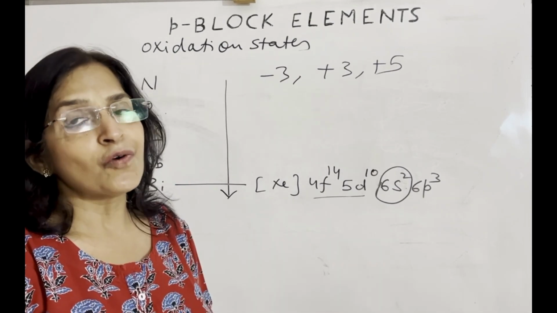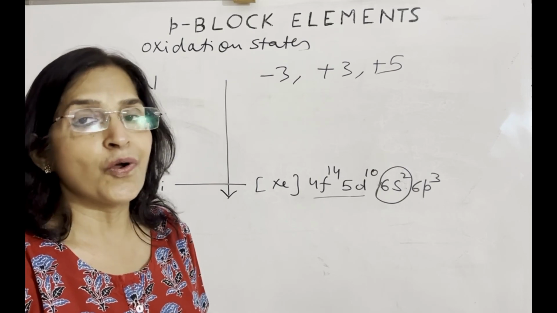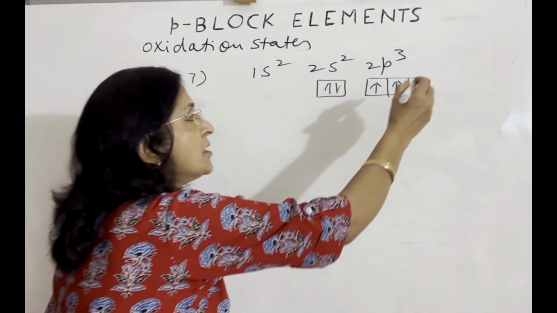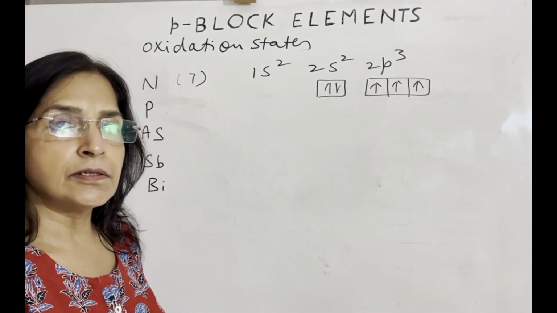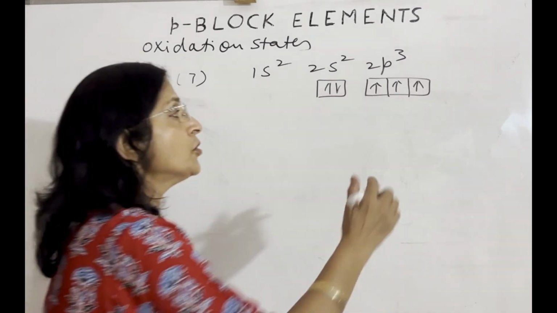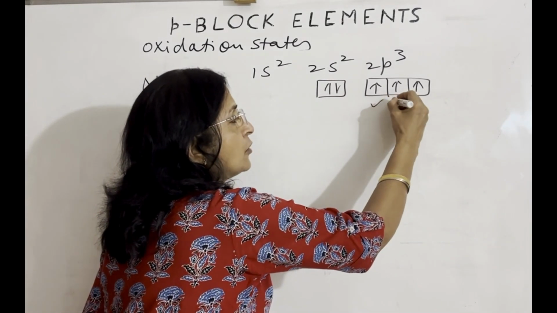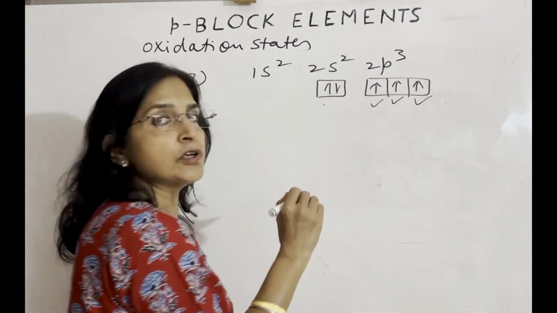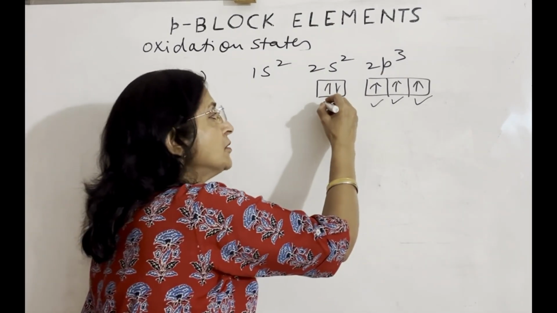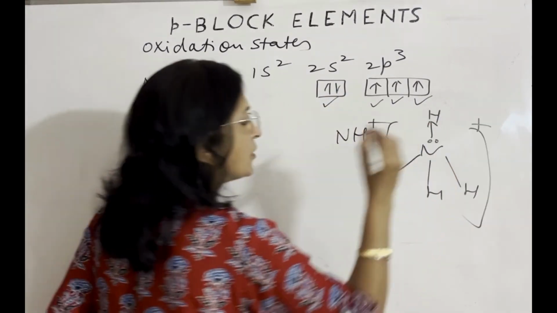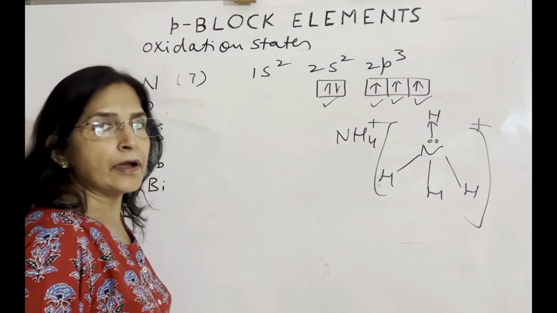The maximum covalency of nitrogen is 4. This is the electronic configuration of nitrogen. Nitrogen doesn't have empty d orbitals. Therefore, nitrogen can't expand its electronic configuration. So, for 3 covalent bonds nitrogen will use these 3 electrons, and one coordinate covalent bond can form. Nitrogen will use this lone pair of electrons. For example, in ammonium ion, 1 coordinate covalent bond and 3 covalent bonds.